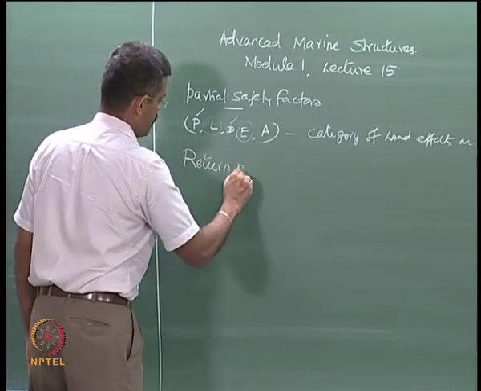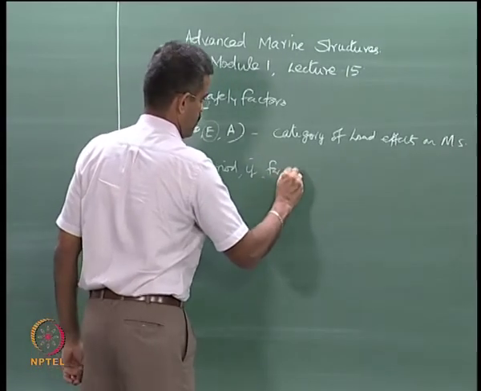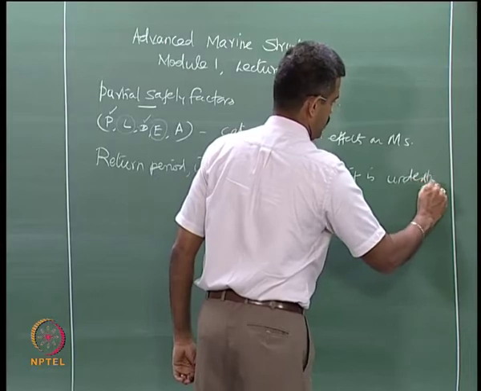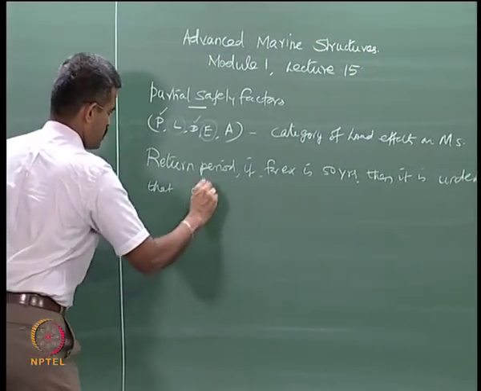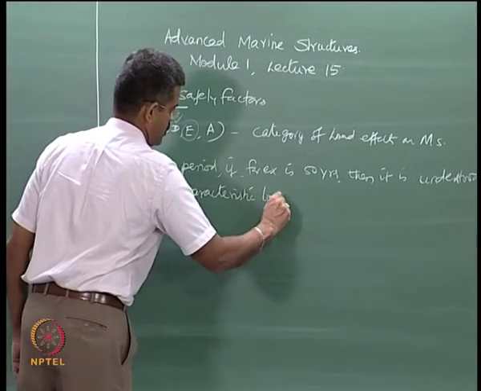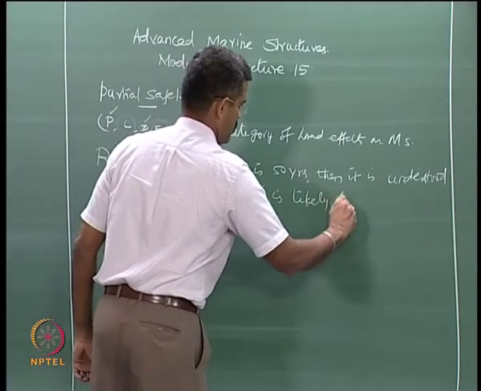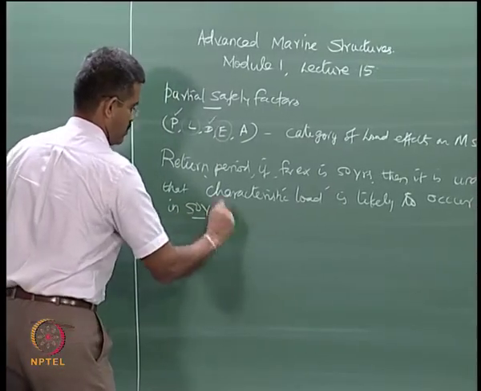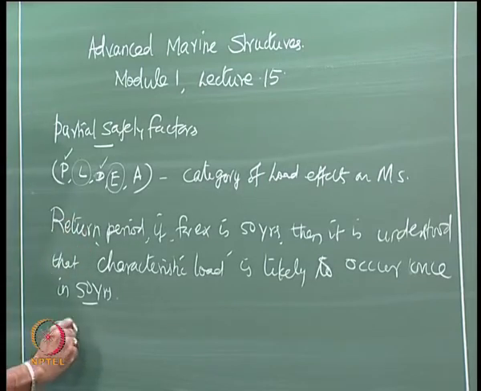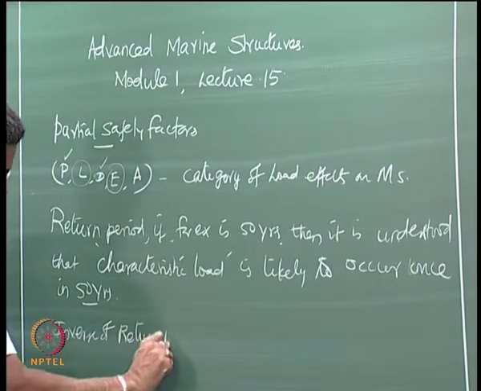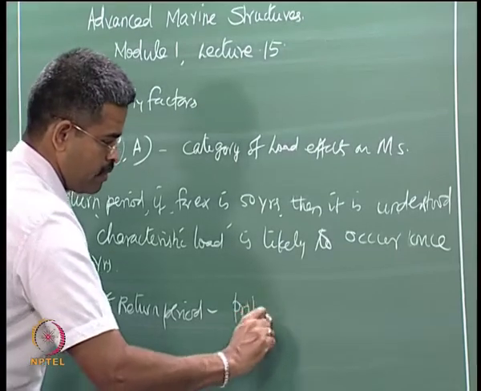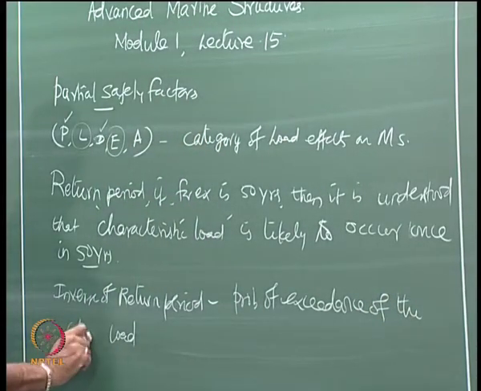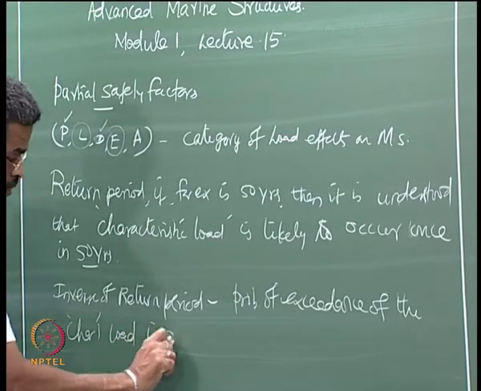So we said if the return period, for example, is let us say 50 years, then it is understood that the characteristic load is likely to occur once in 50 years, that is the meaning. The inverse of return period will give you the probability of exceedance of the load, or I should say the characteristic load, in any 1 year.